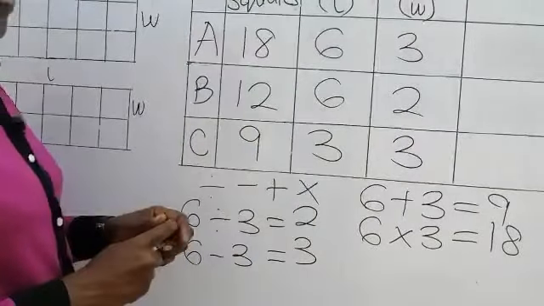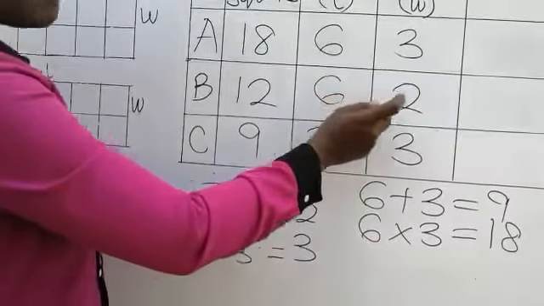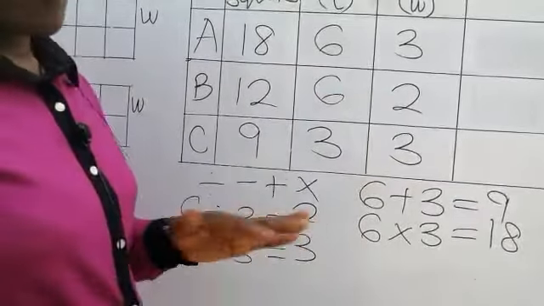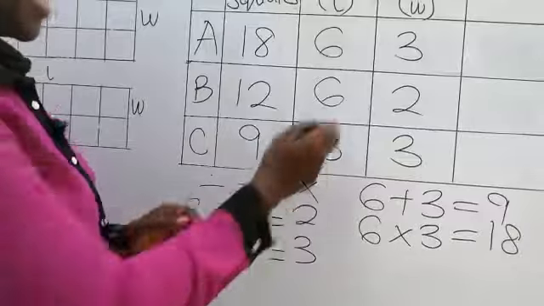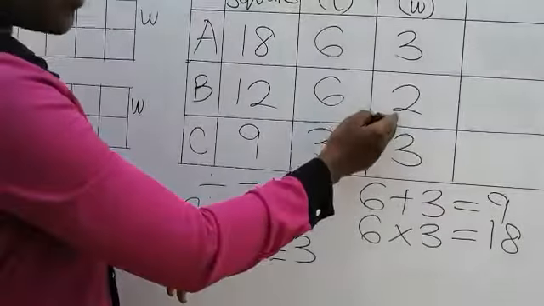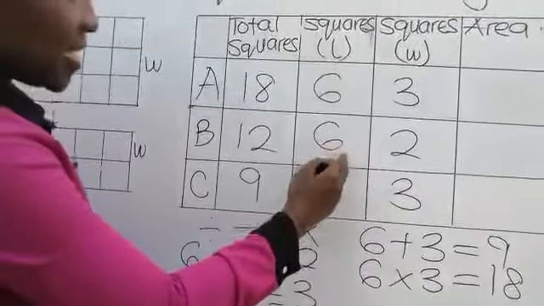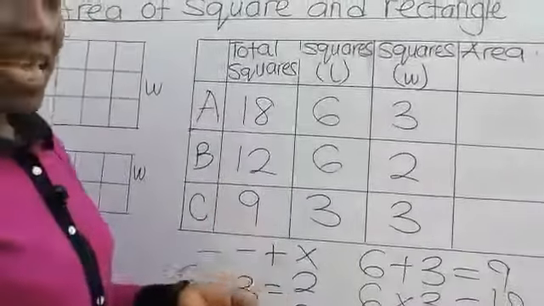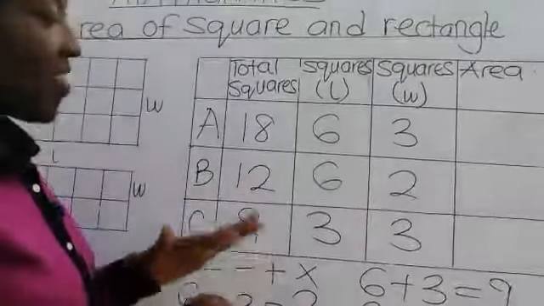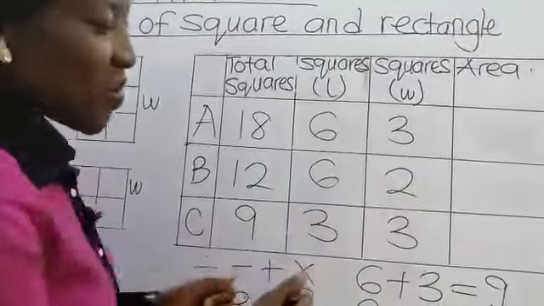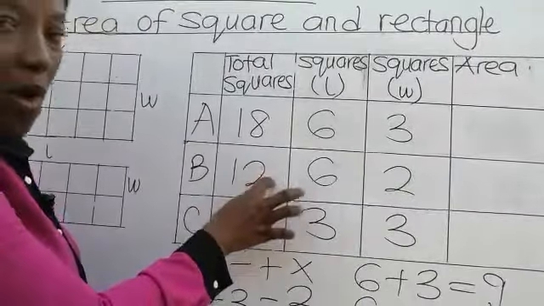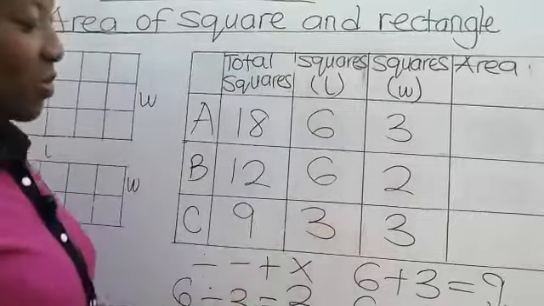Let's come to shape B. 6 divided by 2. What are we getting? 3. So it won't work. 6 minus 2 gives 4, not 12. 6 plus 2 gives 8. Okay, so that didn't work. Finally, 6 times 2, what are we getting? 12. So multiplication has worked for the 2.